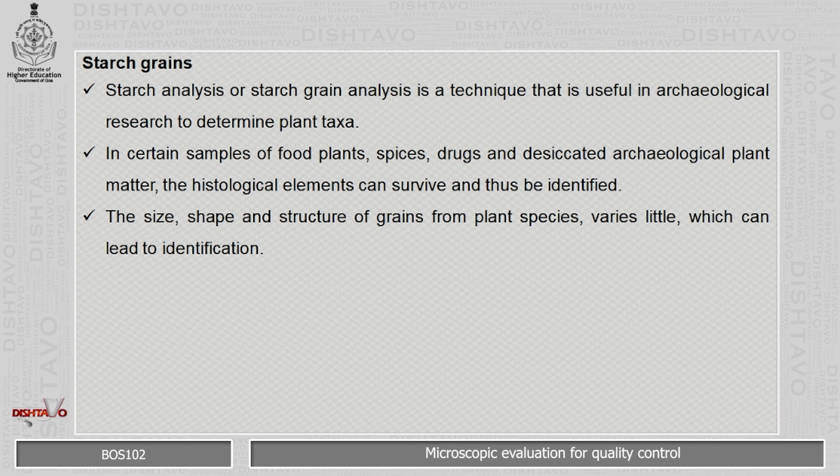Next is starch grain. Starch analysis or starch grain analysis is a technique that is useful in archaeological research to determine plant taxa. In certain samples of food plants, spices, drugs, and desiccated archaeological plant matter, the histological element can survive and thus can be identified. The size, shape, and structure of grains from plant species vary a little, which led to the identification.